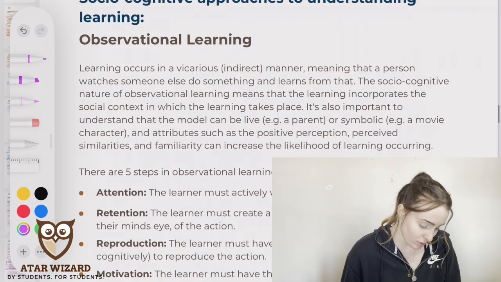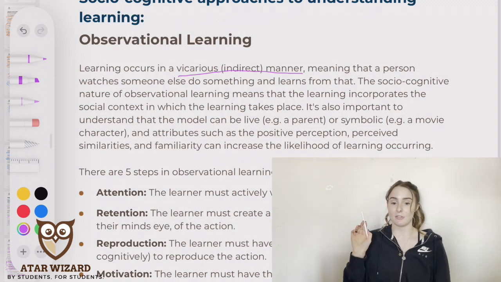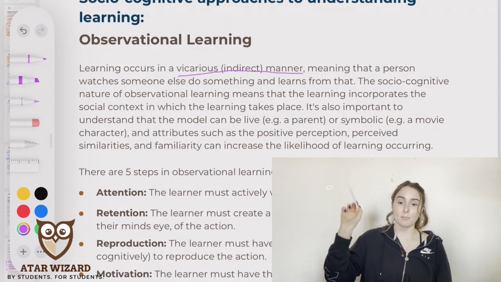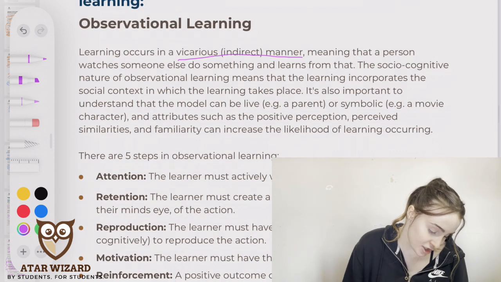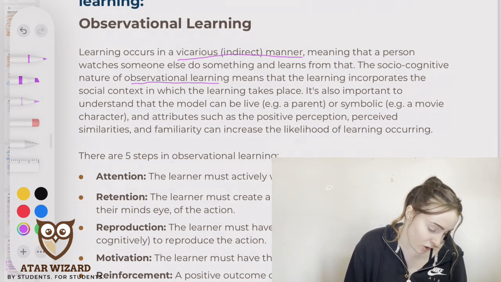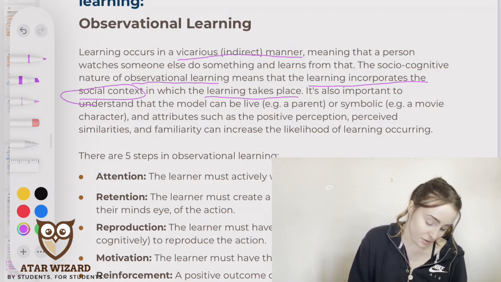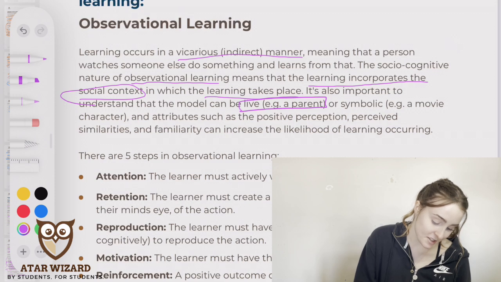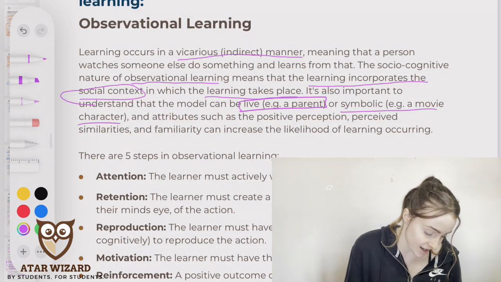So observational learning. Learning occurs in a vicarious, indirect manner, which means that it's occurring through something else. So you are watching someone else perform this action and you are learning from that. The socio-cognitive nature of observational learning means that the learning incorporates the social context in which the learning takes place. So it's important to understand also that the model can be live, someone you're watching in real life, or symbolic, like a movie character.